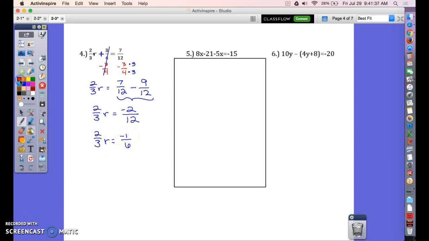Now I'm going to go back to inverse operations. The opposite of 2/3 being multiplied by R, remember, would be dividing by 2/3, but I don't like dividing by fractions. We're getting a little older now. We can understand that that's the same as multiplying by the reciprocal in order to get that to cancel. So I would multiply by 3/2 on both sides. These cancel out, and you're left with R equals -1 times 3 is -3, 6 times 2 is 12, and I can simplify that fraction again. So I'm getting R equals -1/4.